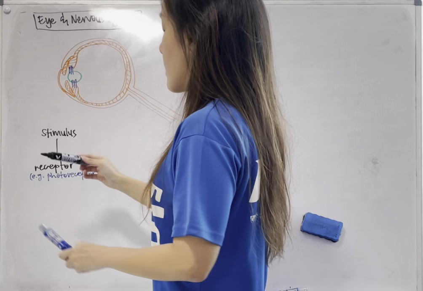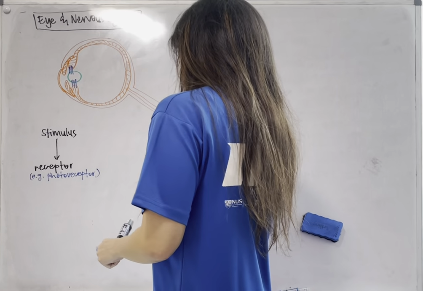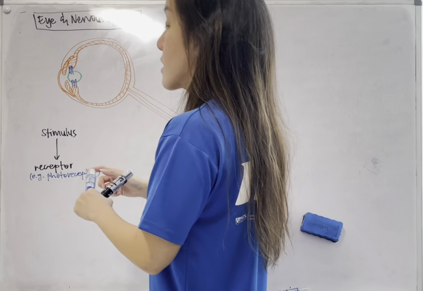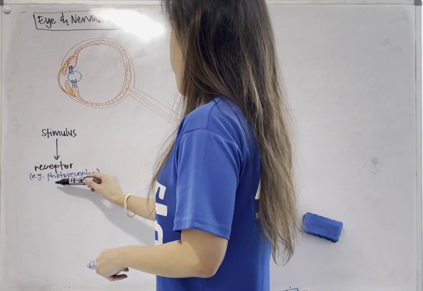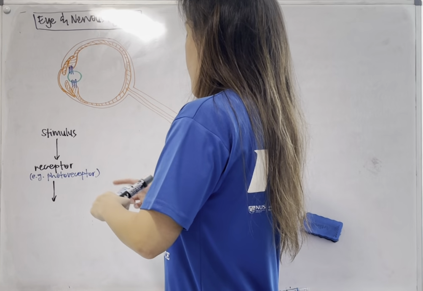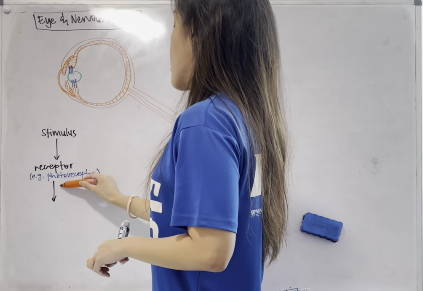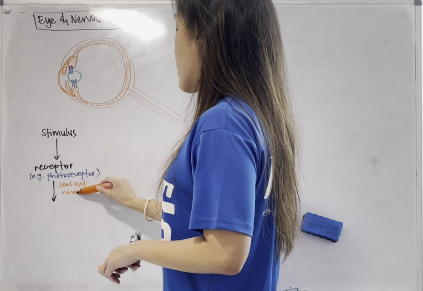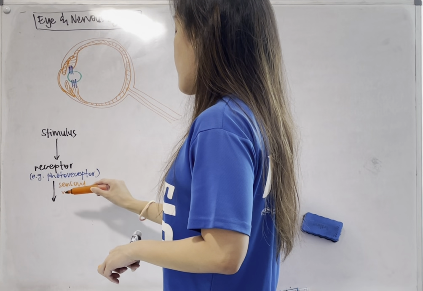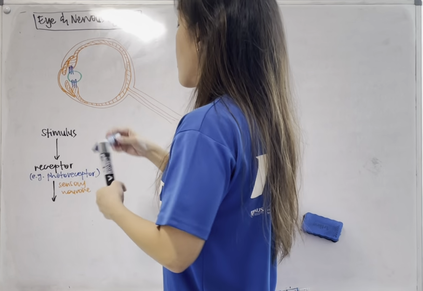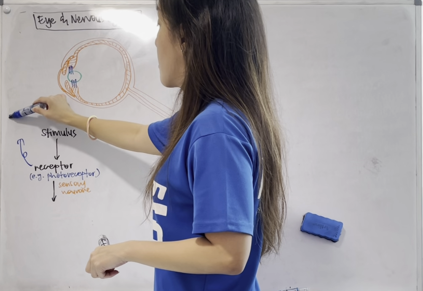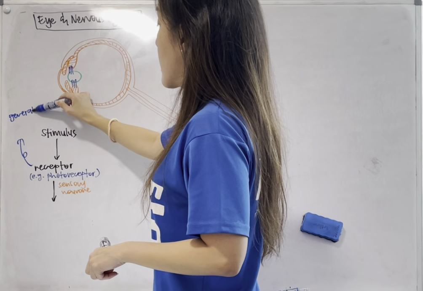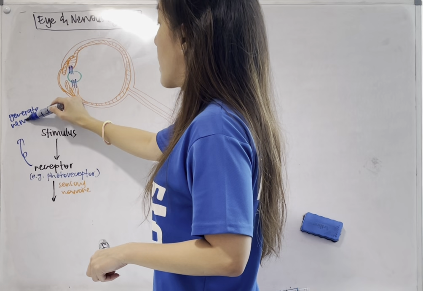The receptor will always send signals via what neuron? Sensory, so via the sensory neuron. Question: which is the one that generates the nerve impulses? Is it the sensory neuron or the receptor? Receptor. So I repeat, the receptor is always the one that generates, or creates, the nerve impulse.